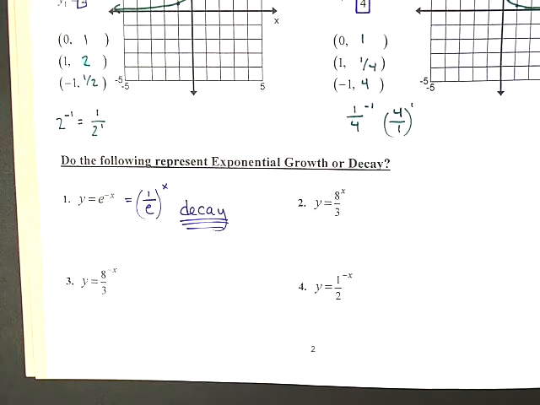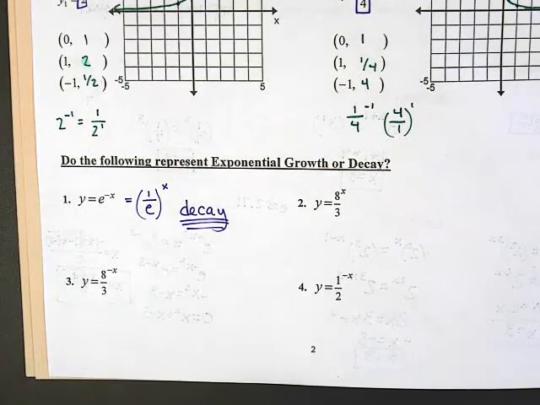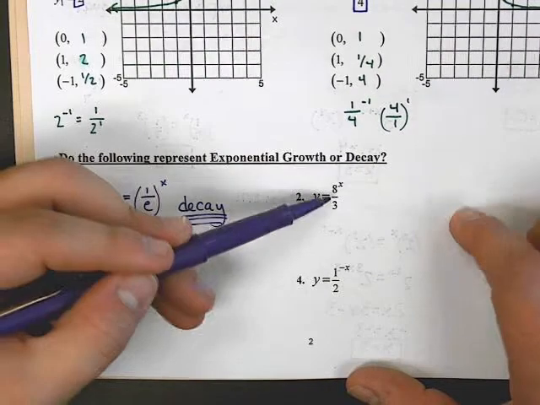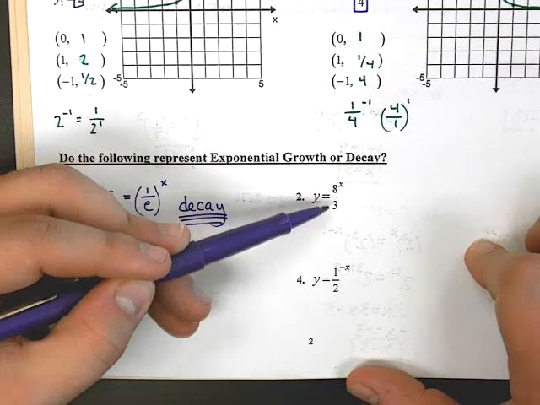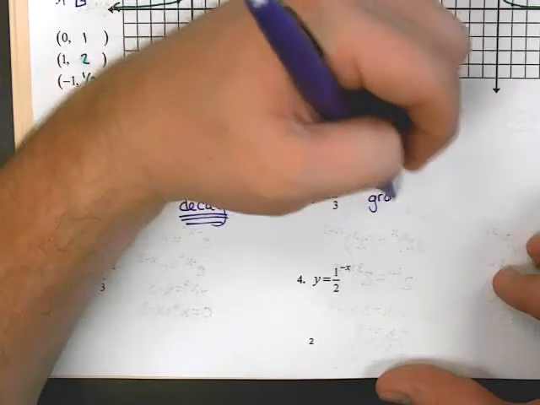How about on number 2? Do we have to change anything around, or is it written nicely already? I'd say it's good. So we just look. 8/3. Yes, it's a fraction. However, what? It is greater than 1, which means this is growth.